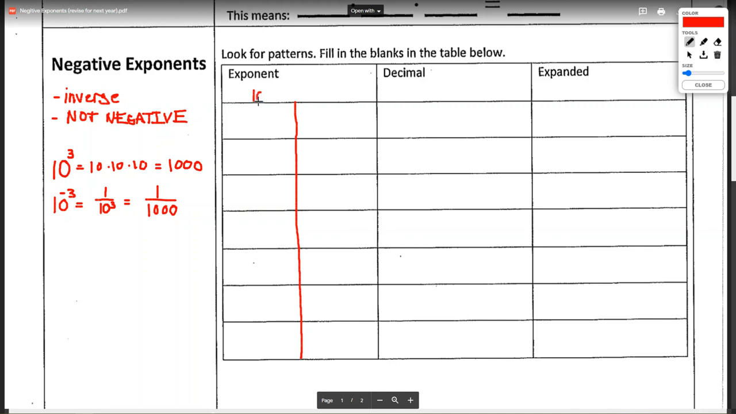And I'm going to put 10s here. Okay. So split all three columns like I did. Sorry, I forgot to add a line for you. So the exponent, let's start with 10 to the third.